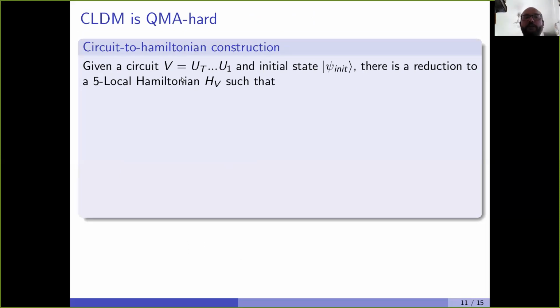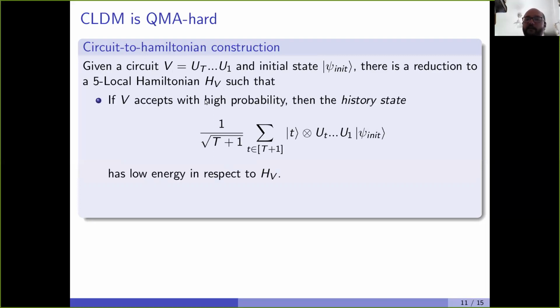So what Kitaev showed is that if you are given a quantum circuit V that is decomposed into, let's say, one and two qubit gates, U1 up to UT, and some initial state psi naught, you can reduce the computation of V on the state psi naught to a Hamiltonian HV, such that if V accepts with high probability, then the ground energy of this Hamiltonian is low. And in particular, a specific state that has low energy is the history state of the computation. The history state of the computation is described as a superposition of every snapshot of the computation of U1 up to UT on psi.